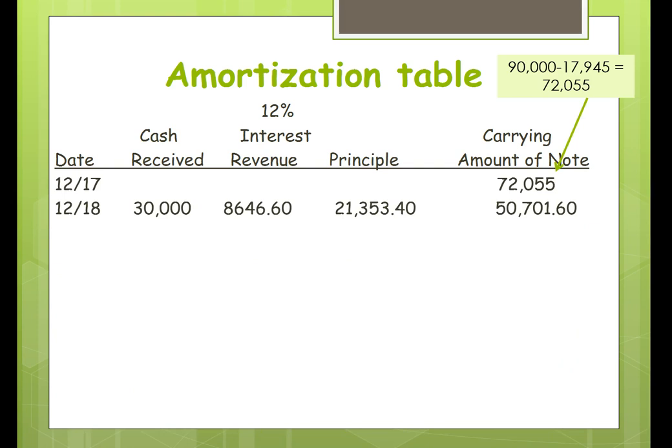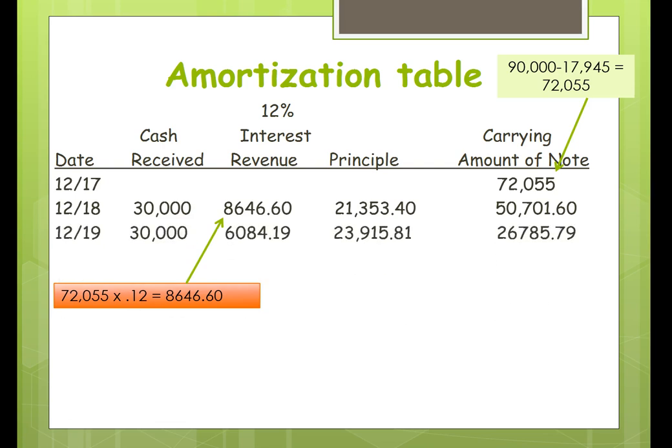And then our first interest revenue is going to be, we're going to take that $72,055 times the 12%, and that tells us of that $30,000 in cash received, $8,646.60 is interest, and $21,353.40 goes against the principal.